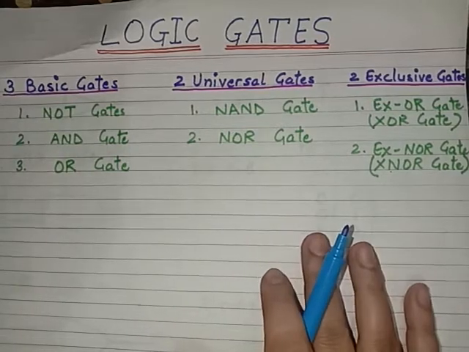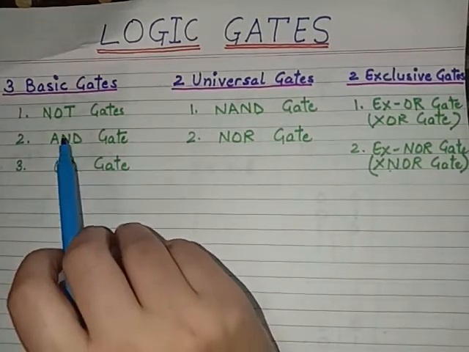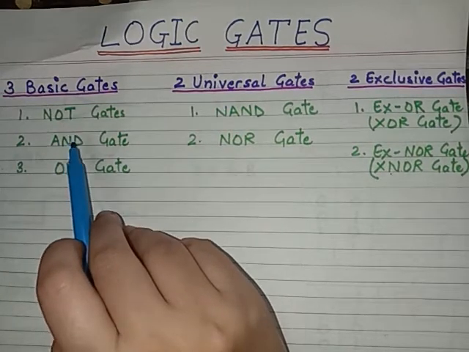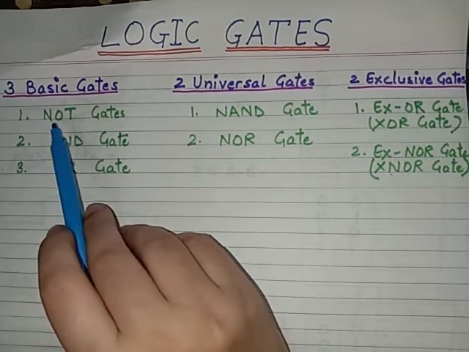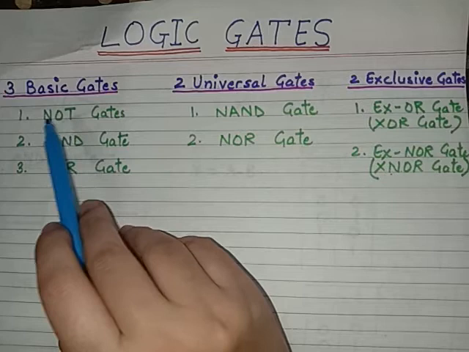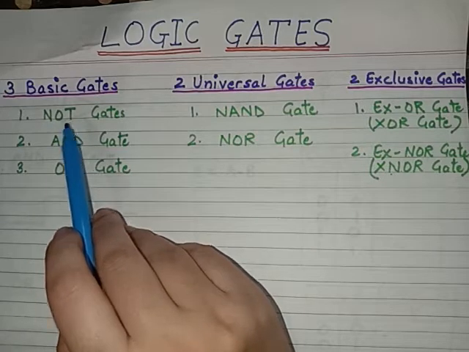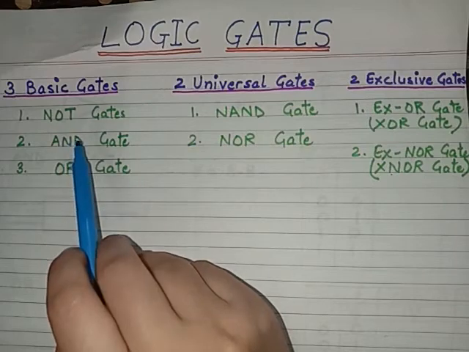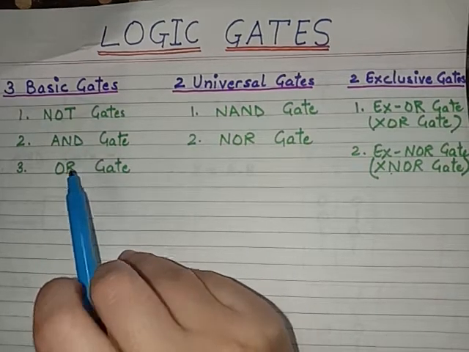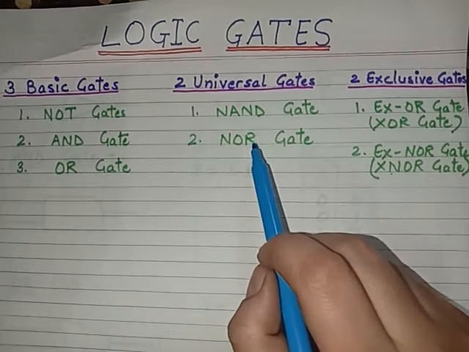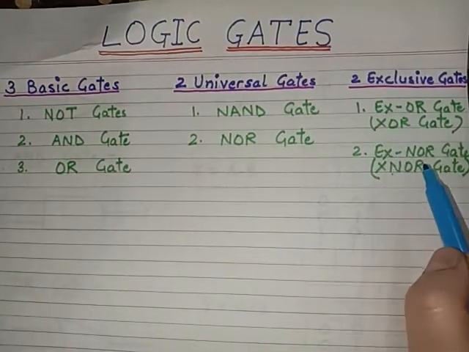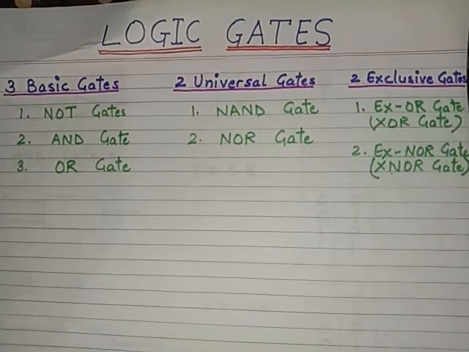And one more thing I want to clarify: whenever you write the name of the gate, that is a NOT gate and AND gate, you have to write it in capital letters only, NOT all in capital letters, AND all in capital letters. So NOT, AND, and OR are the basic gates. NAND and NOR are the two universal gates, and exclusive OR and exclusive NOR are the two exclusive gates.